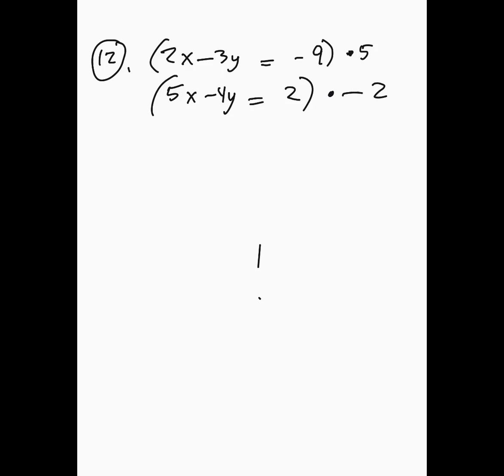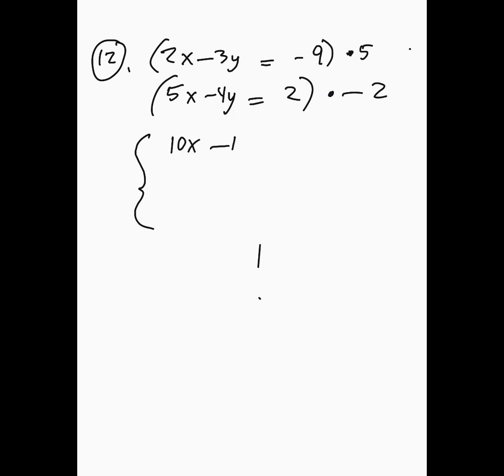So after deciding what to do, the next thing is to actually do it. What is 2x times 5? It is 10x, right? By the way, to keep this problem together, sometimes people write a little bracket like that in front of it. So I'm going to do that. So the top line, 2x times 5 is 10x. Then -3y times 5, what is that? That's -15y. -9 times 5 is -45.